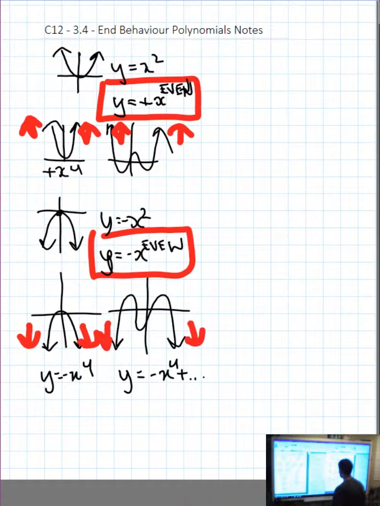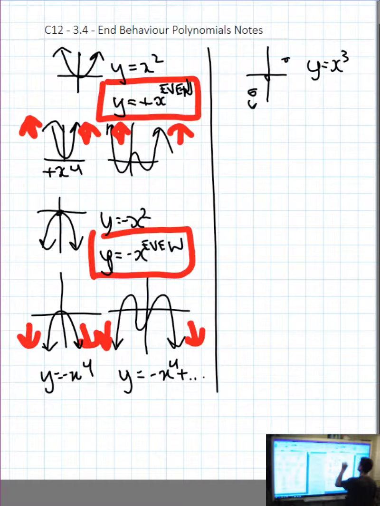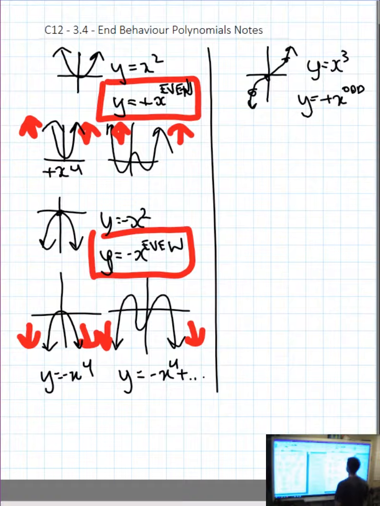We're going to use that concept again. So, likewise, y equals x cubed is this graph, which you can graph with the table of values or with your graphing calculator. And this is a y equals positive x to the odd exponent.